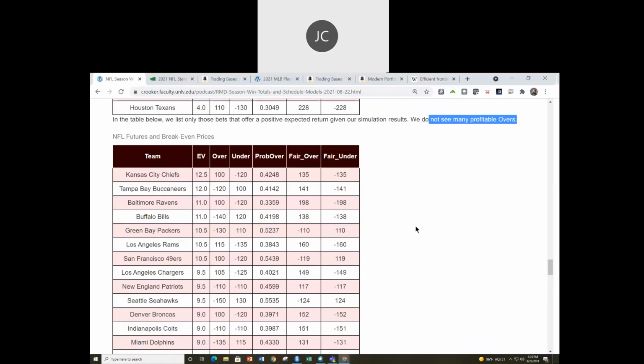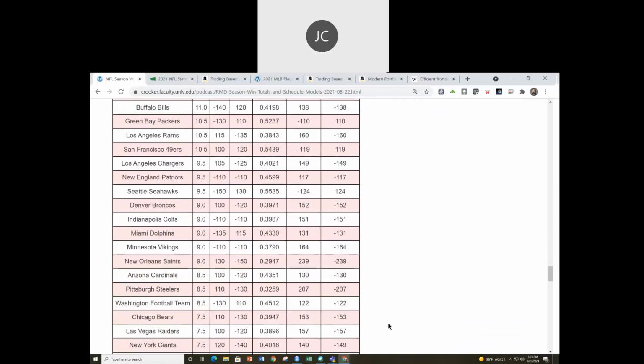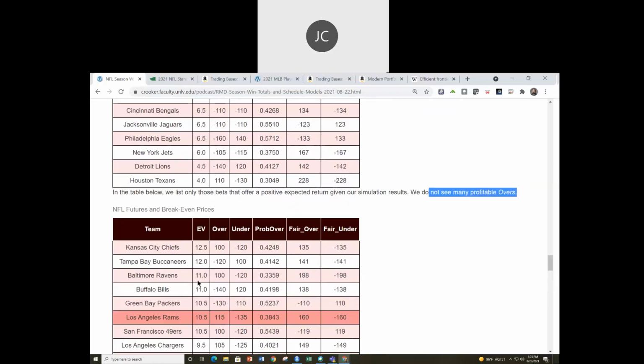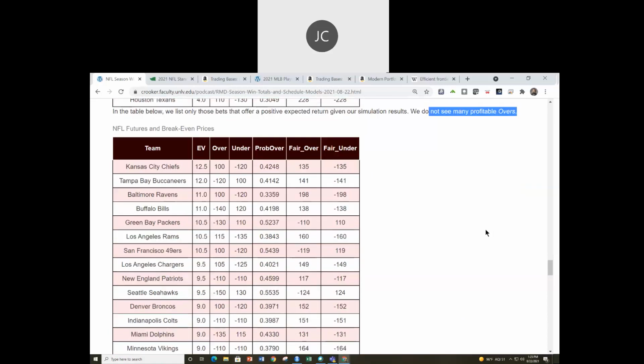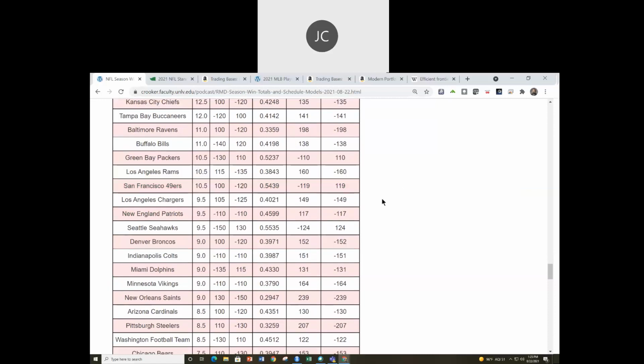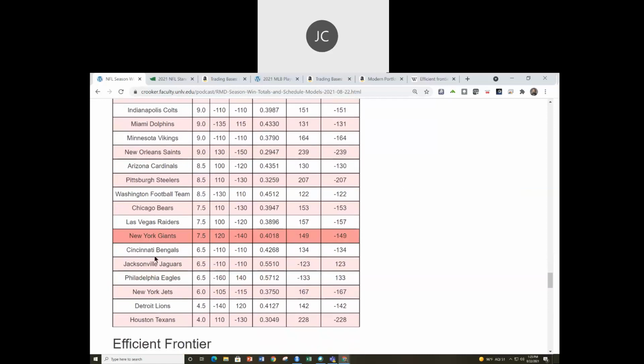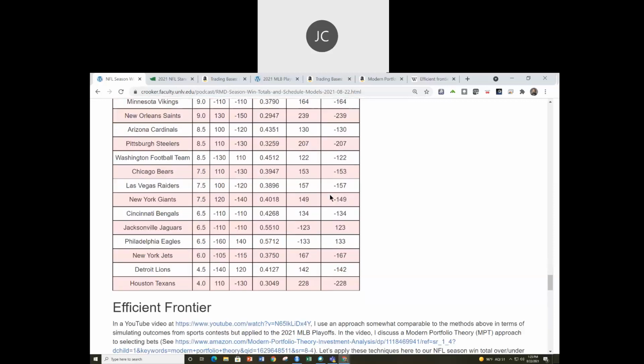So many of those wagers don't find that they would be profitable to take an over or an under position. So everything here suggests profitability, even the lots of unders in this table. In fact, I think there were only 2 overs that come out. One was the 49ers we already looked at, and I believe the other, according to this table, is the Jaguars over 6.5. So 55.1% chance that the Jaguars win more than 6 games, and willing to pay up to $123 to win 100. The market only requires 110. I think everything else is unders.